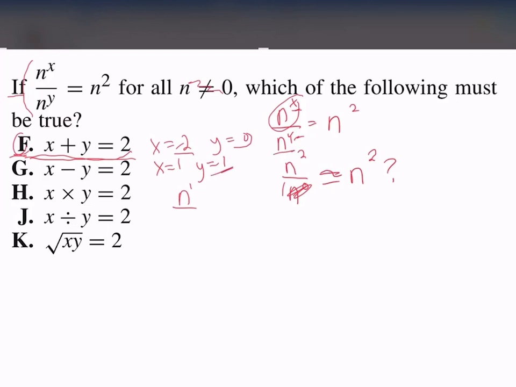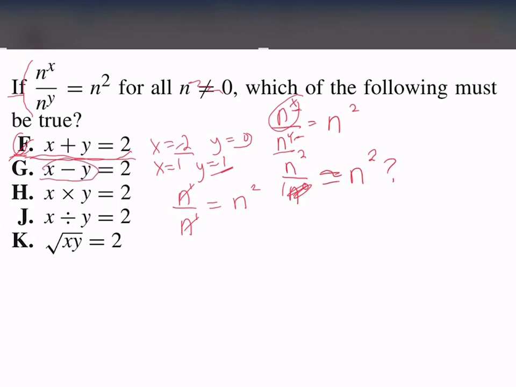So if I'm guessing 1 for y, I get n over n to the first. And does that equal n squared? Well, no, because they cancel, right? Okay, so that's not true. I just eliminated that. And then, let me try going on to G.